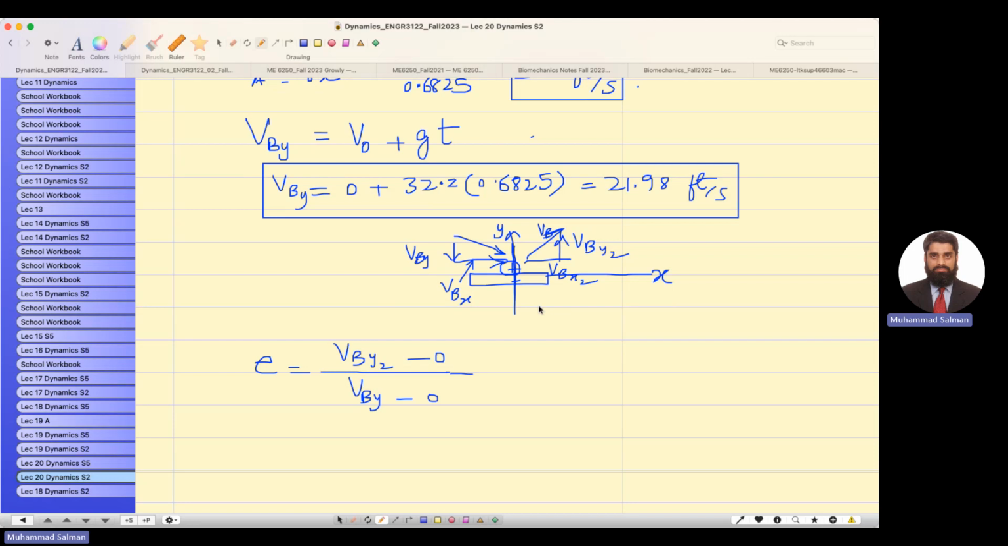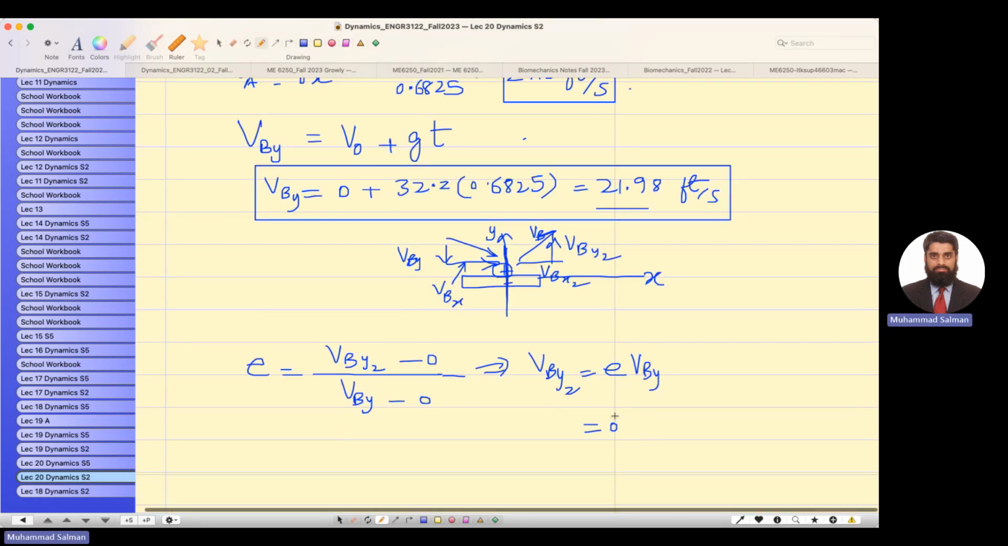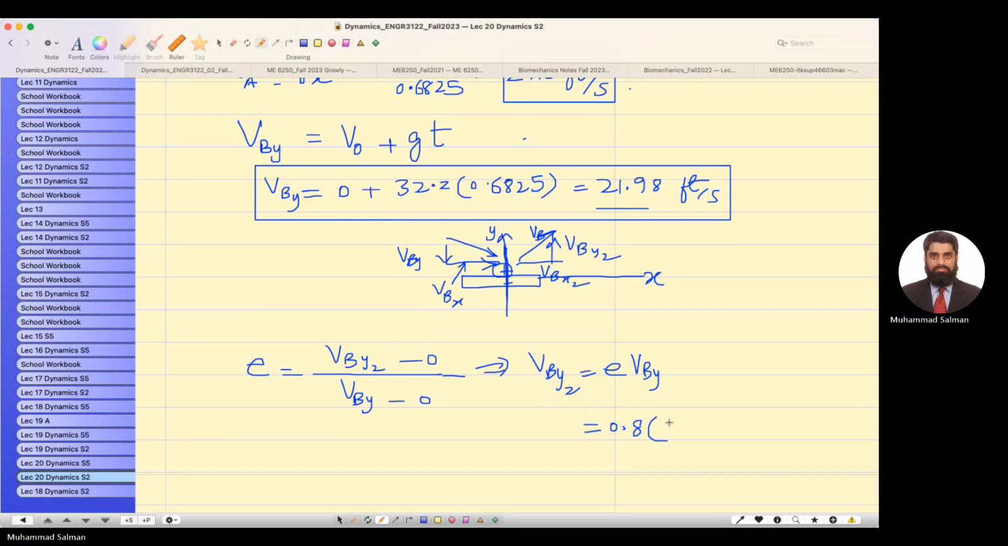Once we know the y component and x component, we can find the magnitude formula. So what is VBY2? VBY2 equals E times VBY. VBY you already found. And E is given: 80% energy has been restored. So I'm happy that I found the final y component of the velocity. If you do the math, you should get about 15.4. Do you get 15.4 feet per second?